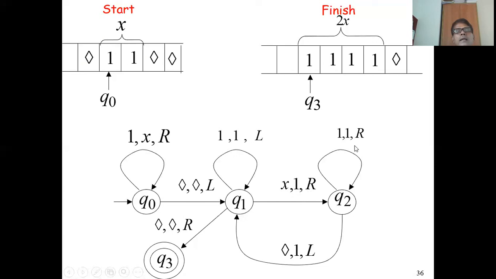Keep on moving right, replace 1 by 1, move right, and convert this blank into 1, because for this particular x we are creating one copy of it. Replace this blank by 1 and move left. Similarly, move left, replace 1 by 1, move left. Once we see x, again replace x by 1 and move right. Keep on moving right, replace 1 by 1, move right.